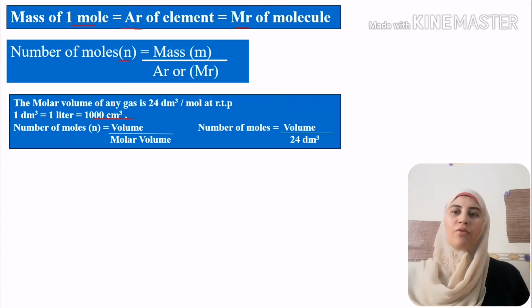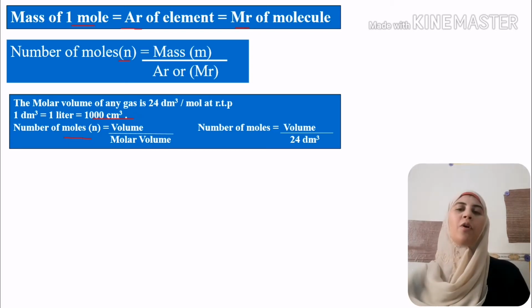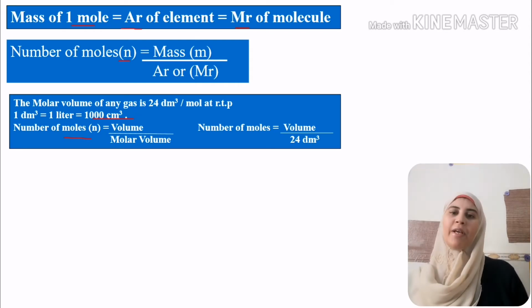Number of moles of gas equals volume divided by molar volume. I told you the molar volume equals 24 dm³ per mole or 22.4 dm³ per mole.